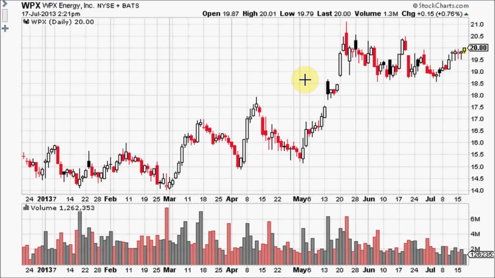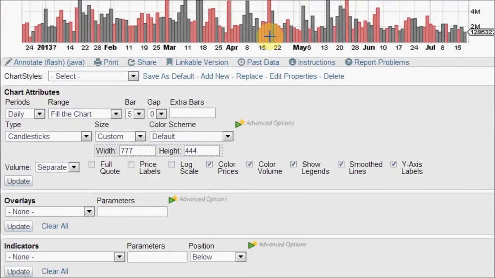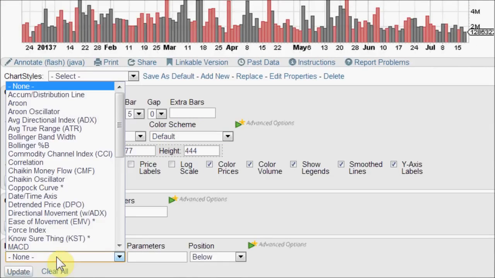All of these were developed before the computer age, and Wilder's indicators are incredibly detailed in their calculation and have withstood the test of time. Now let's go ahead and load up the ADX on this chart for WPX here on StockCharts.com. If you scroll down to the bottom, under Indicators, you will notice that there are two instances of the ADX.